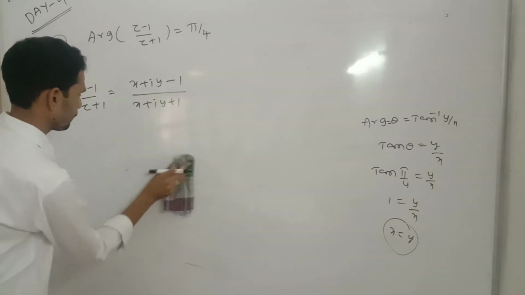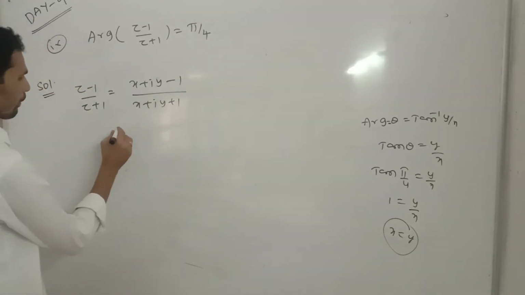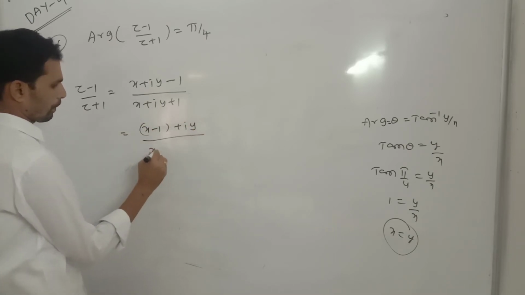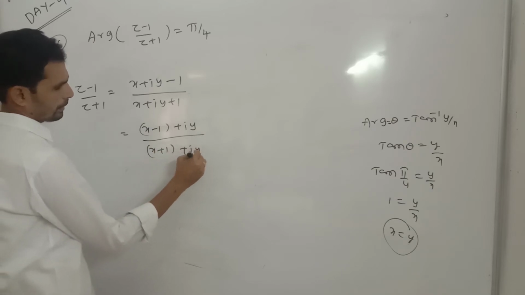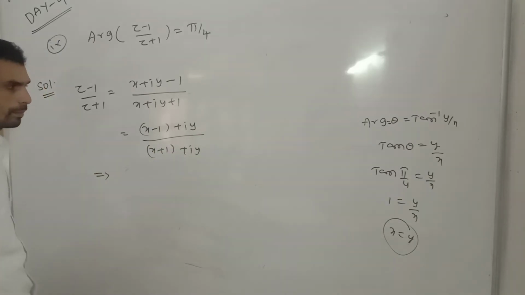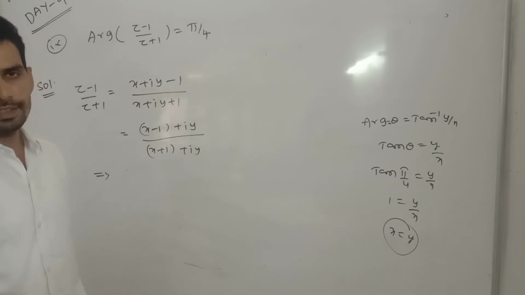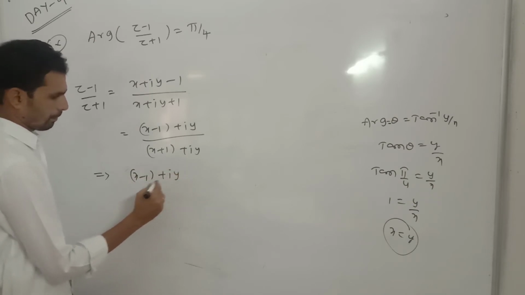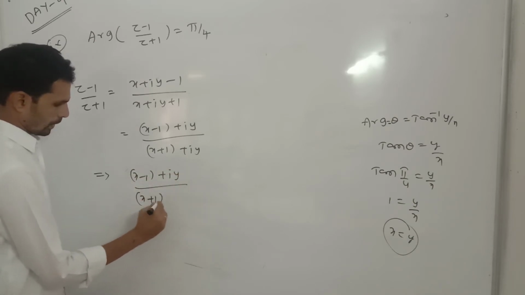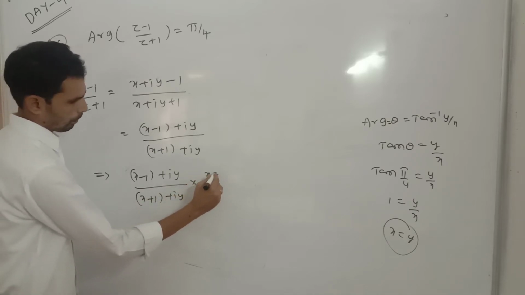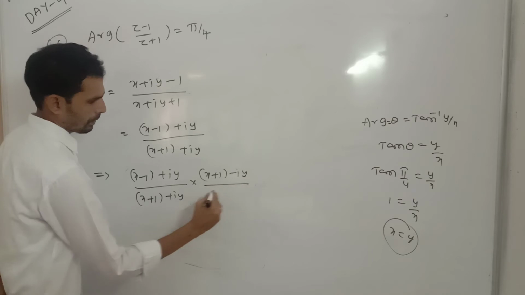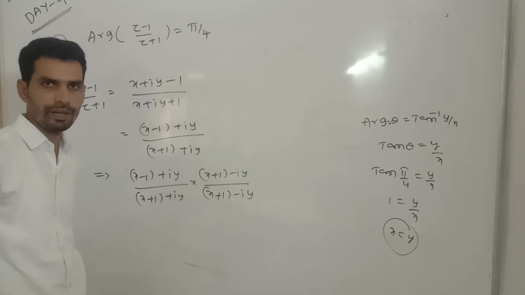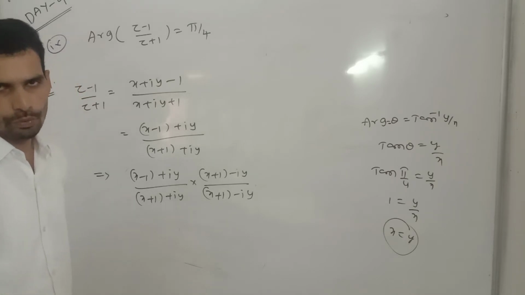What is the real part here? x minus 1 is the real part, iy is the imaginary part. x plus 1 is the real part, iy is the imaginary part. Now here, in a complex number, numerator by denominator is there. We have to rationalize only the denominator. So multiply by x plus 1 minus iy over x plus 1 minus iy.